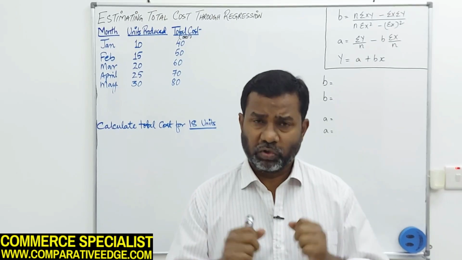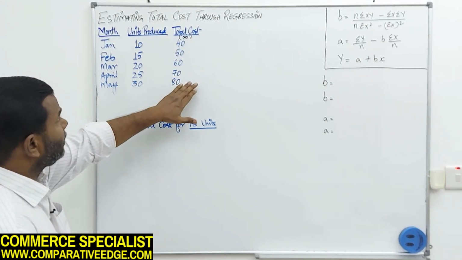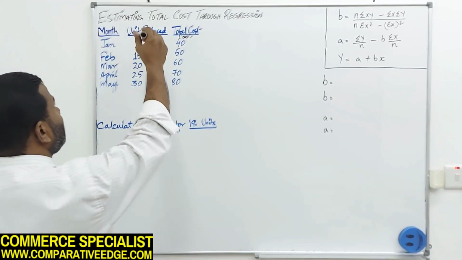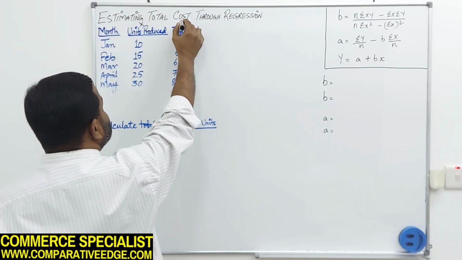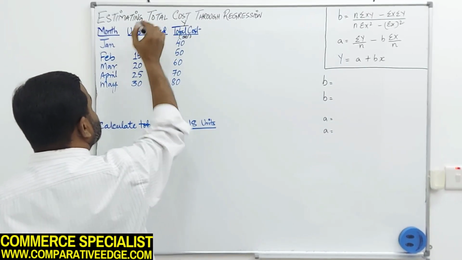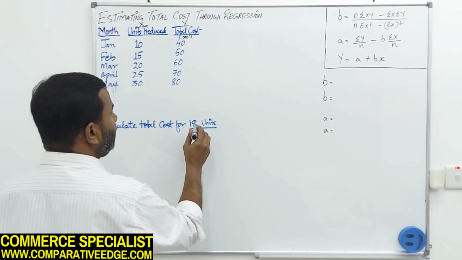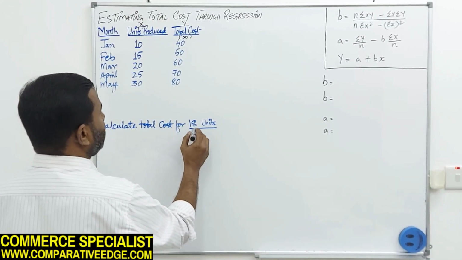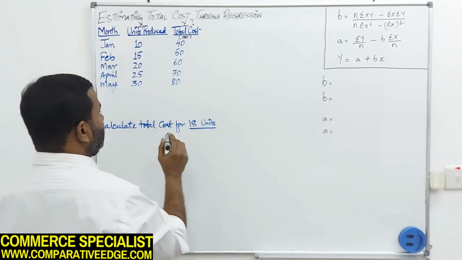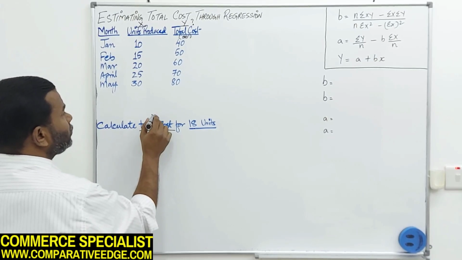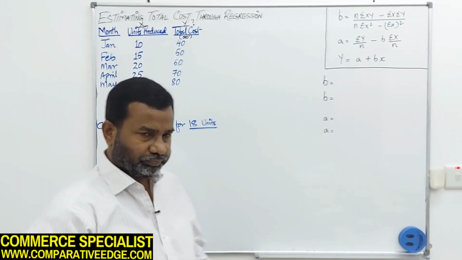Now let's see how regression works. First of all, when you have units and total cost, you can call units X and total cost Y. And you have to calculate total cost for 18 units. That means Y is to be calculated. You need to calculate total cost. Total cost is Y. So you have to calculate total cost for 18 units.